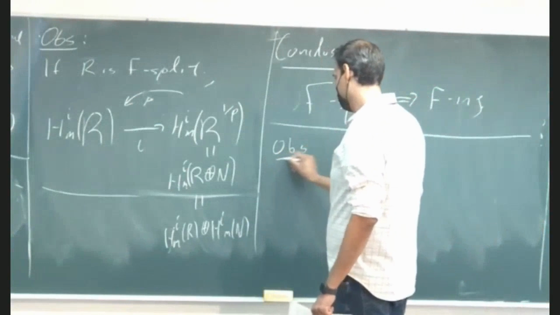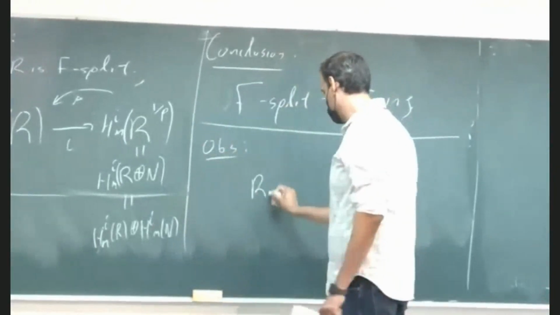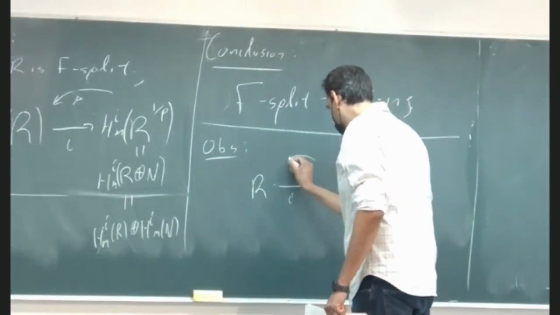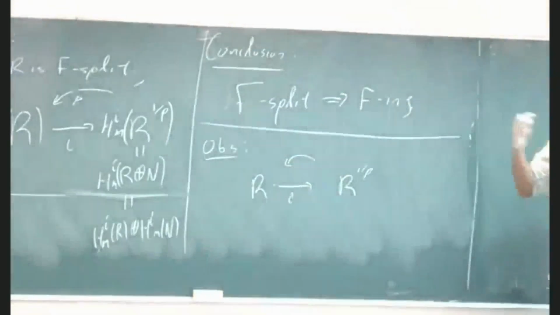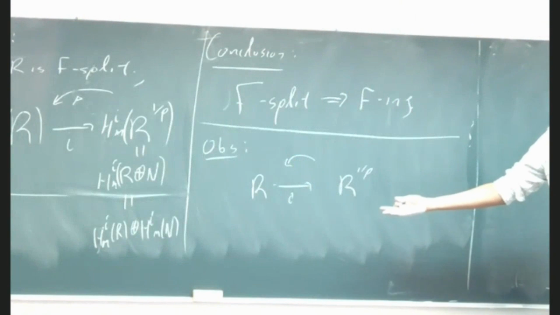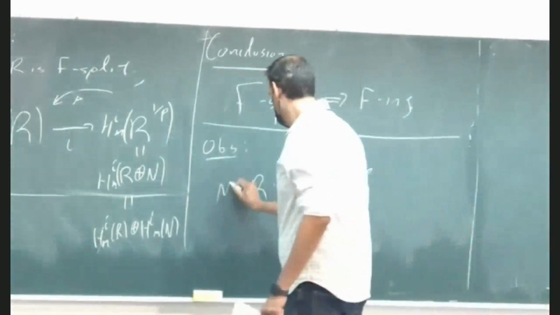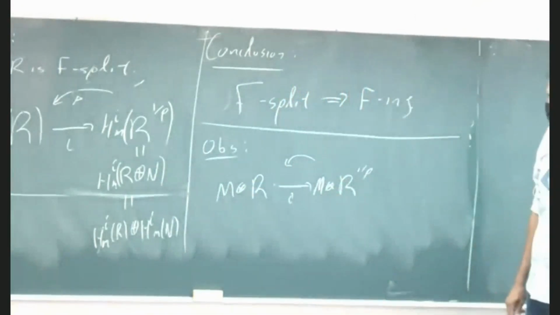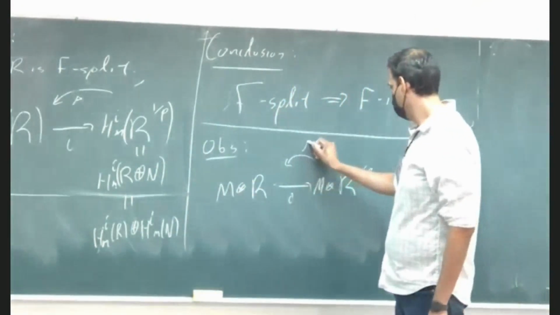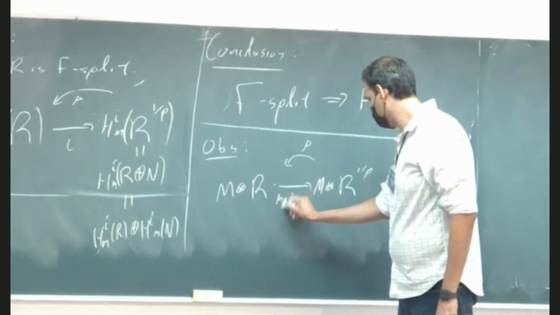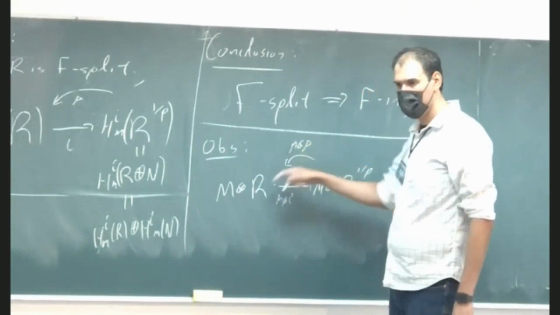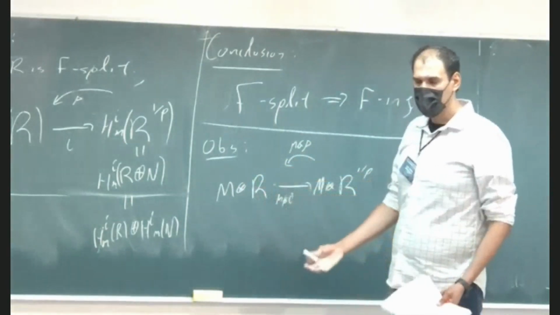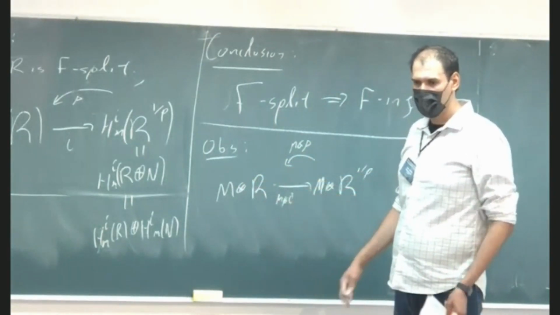It's the same, it's just taking functors. So R goes to R^(1/p), we have the inclusion, and we have beta. Now tensor this diagram with any M that you give me. Here we have M tensor this one, and M tensor this one, and this map has to be the splitting, because tensoring also behaves well with composition, and tensoring with the identity gives the identity.